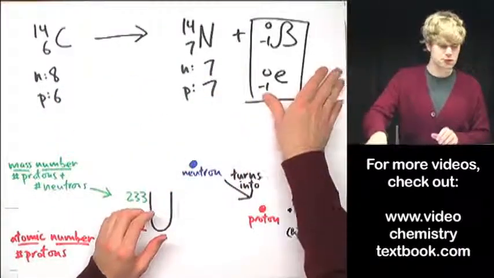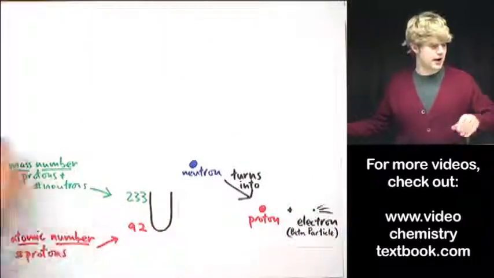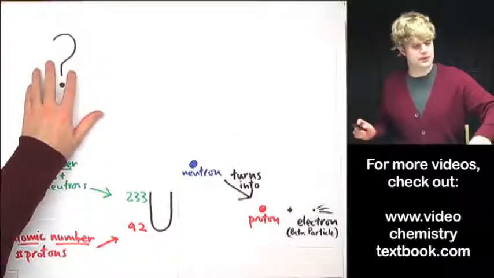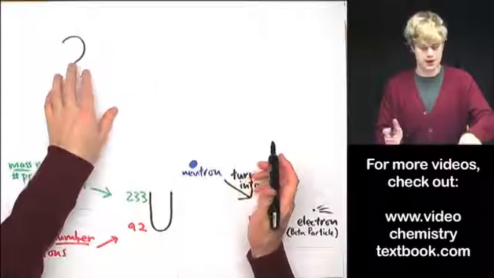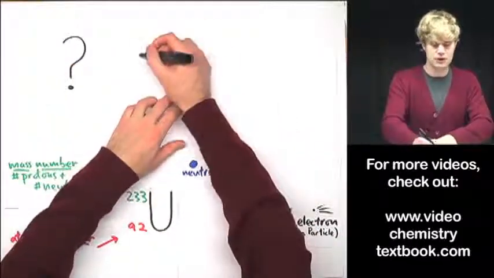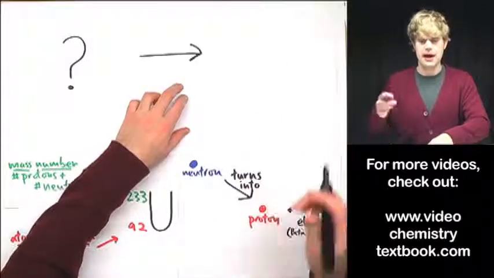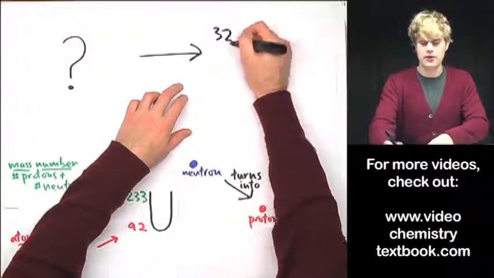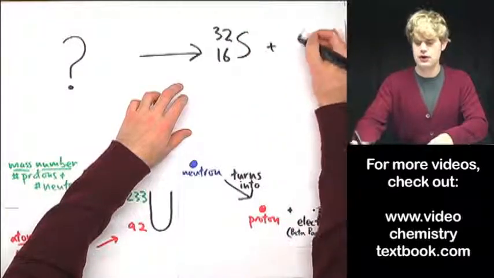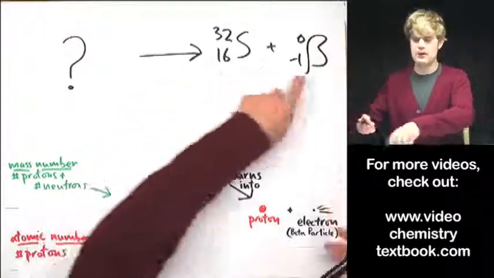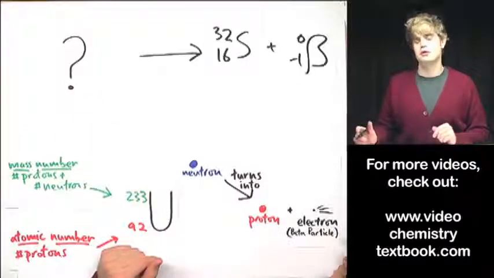Okay. Now let's look at another problem that's a little bit different. What's different about this problem is we won't know what we're starting with, and we have to figure it out based on what we get. So we have some sort of mystery element that undergoes beta decay, and then what we end up with is an atom of sulfur 32, as well as, since we know it's beta decay, a beta particle. So what did we start with?